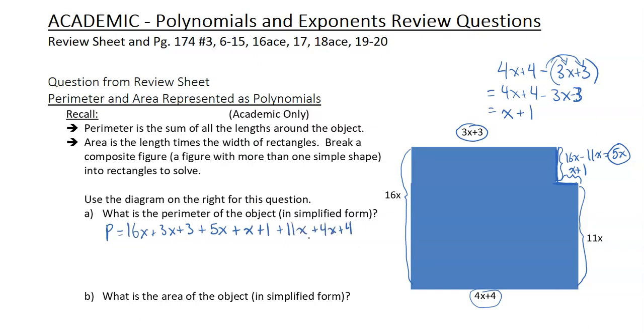And then it's just a matter of collecting all the like terms. And if you've collected all the like terms, there are a lot there to collect. But the nice thing is they're all positive, so there's no mixing up of integers here. So 16 plus 3 plus 5 plus 1, don't miss that 1x there, plus 11x plus 4x. So you're going to add all those together. You're going to arrive at 40 x's. And then you have 3, 1, and 4, so 40x plus 8. So that's what you should have found for the perimeter.